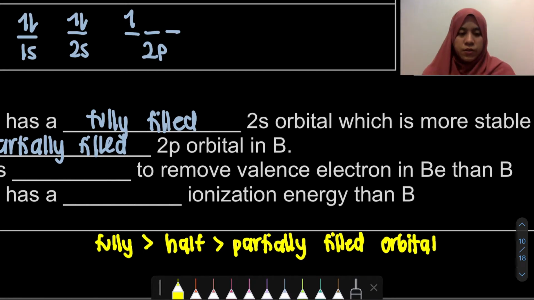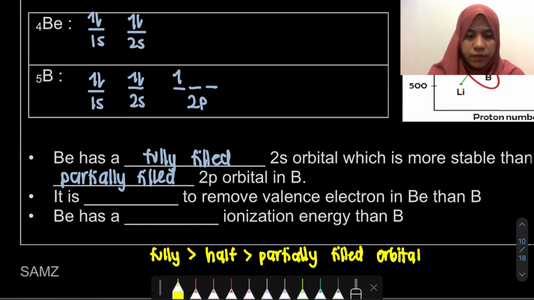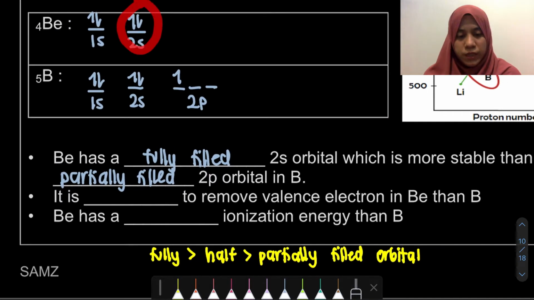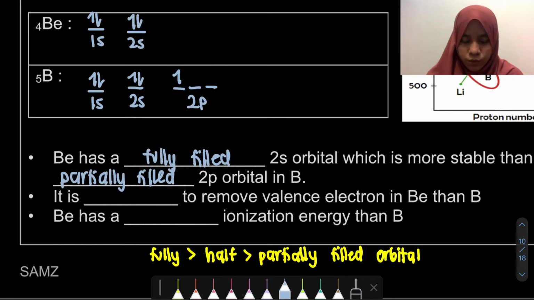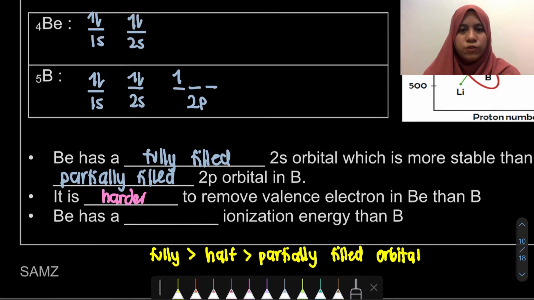Okay. So, what happened here is that beryllium has a fully filled 2s orbital, while boron has a partially filled 2p orbital. So it is actually harder to remove the valence electron in beryllium, because it is already stable, right? So it is harder to remove. It is fully filled. They prefer to be fully filled, so when you remove the electron, it will be harder compared to the 2p one.